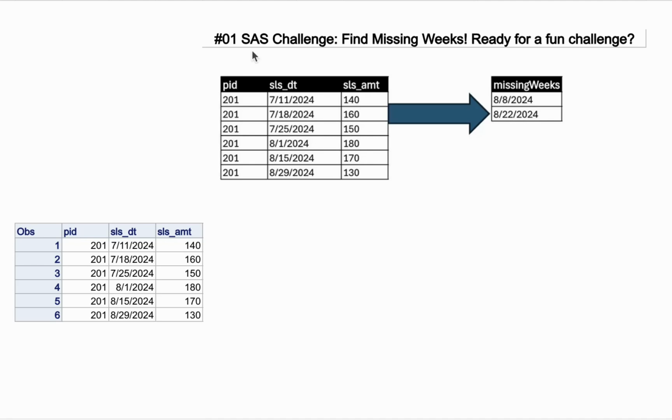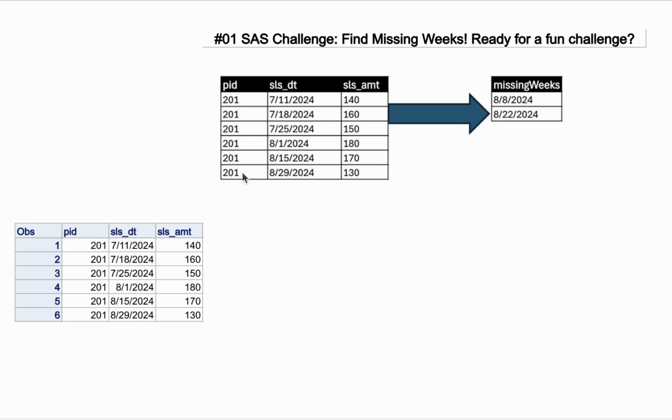So today we have our first SAS challenge, which is find missing week, and let me explain this problem first. In this problem we have a dataset, and in this dataset we have PID, sales date and sales amount. This dataset is about the sales done by this person ID, which is 201, in each week. So that means this person ID 201 has done the sales of 140 on this week, which is 7/11/2024. Then on the next week, which is 7/18/2024, he again did the sales, which is 160 amount.